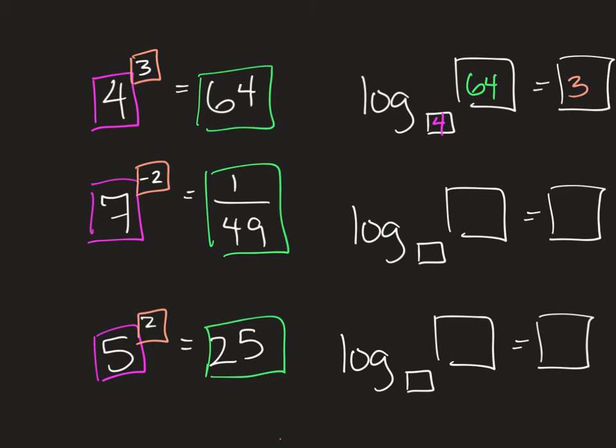Are you pausing? Cool, now that you've paused, this has a base of 7, it has an argument of 1 over 49, and it has an answer of 2, that is the exponent. The exponent over here is 2, the base is 5, and the argument is 25. Cool.